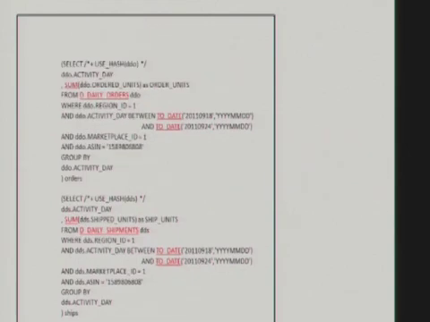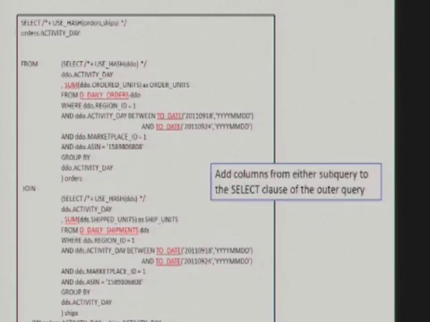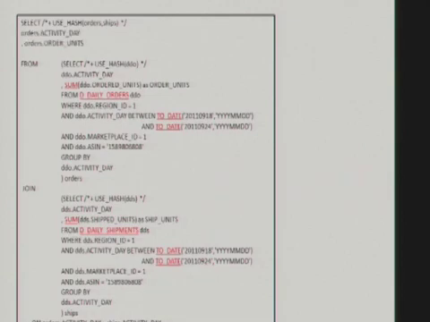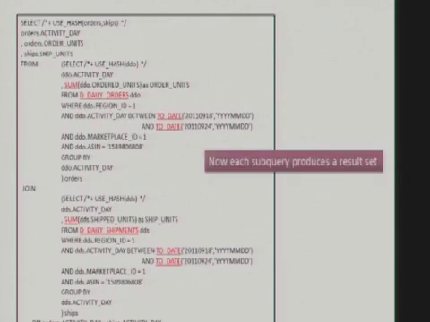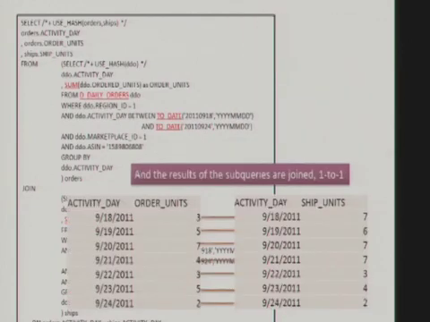Stick a good old semicolon at the end, and then wrap this whole thing in a select from, and define a join. And we'll join where activity day in the resulting table created by this is equal to activity day in the resulting table created by this. And then we can add our use hash hint and start to put some columns in our select. There we go. So now each subquery produces the results like that. And then the results of the subqueries are joined, and there's a one-to-one relationship now.